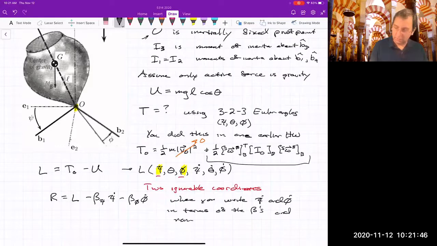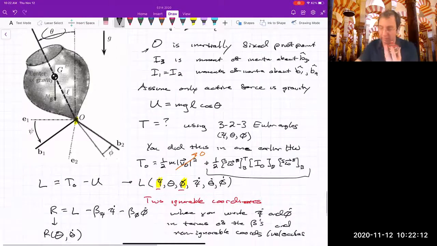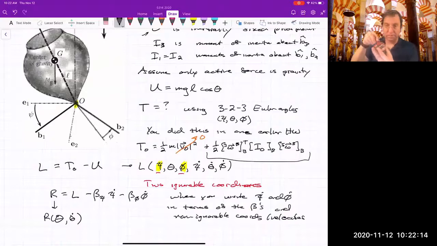And the non-ignorable coordinates or velocities. Okay, and this will just be pretty amazing, but this thing acts just like it's effectively a 1 degree of freedom system, with that 1 degree of freedom being the angle that the top makes with the vertical. And then the other motions you could reconstruct from this rewriting of psi dot and phi dot. But really all of the major action is happening in this single degree of freedom. And right, this makes sense from that symmetry argument.